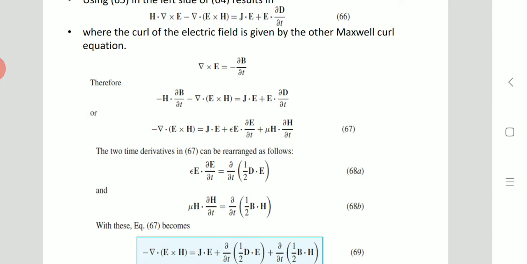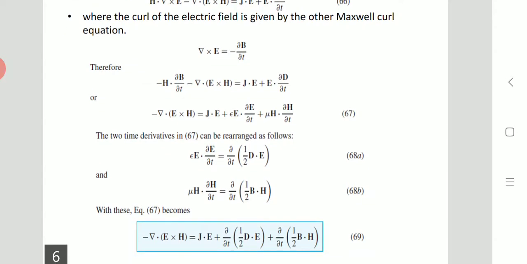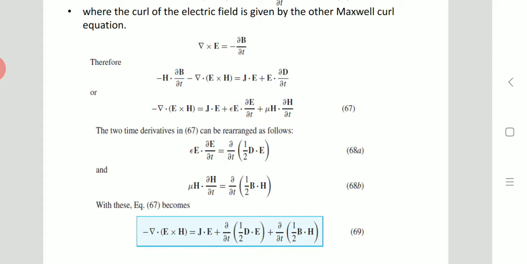So epsilon E dot dou E by dou T is nothing but dou by dou T into bracket half of D dot E, and mu H dot dou H by dou T is equal to dou by dou T into bracket half of B dot H. So this is equation number 68b. Now equation 67 becomes minus del dot E cross H is equal to J dot E plus dou by dou T half of D dot E bracket complete plus dou by dou T into bracket half of B dot H. This equation becomes equation number 69.